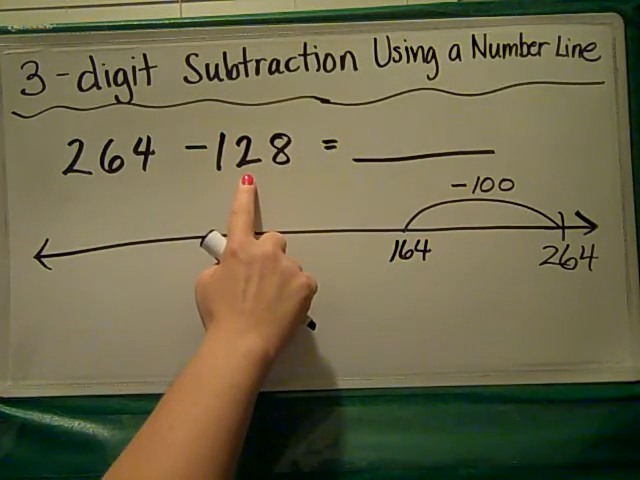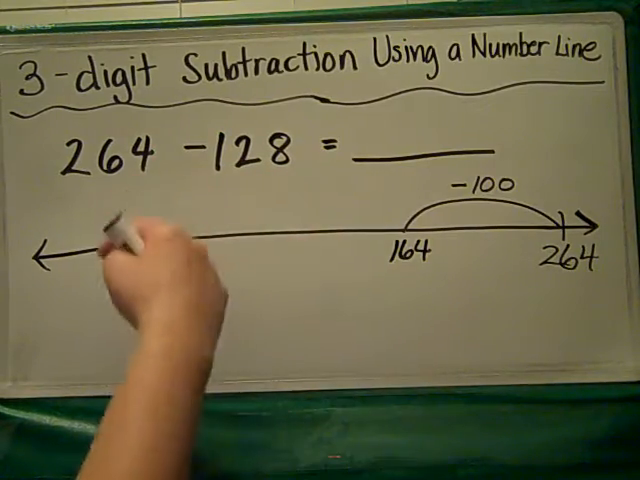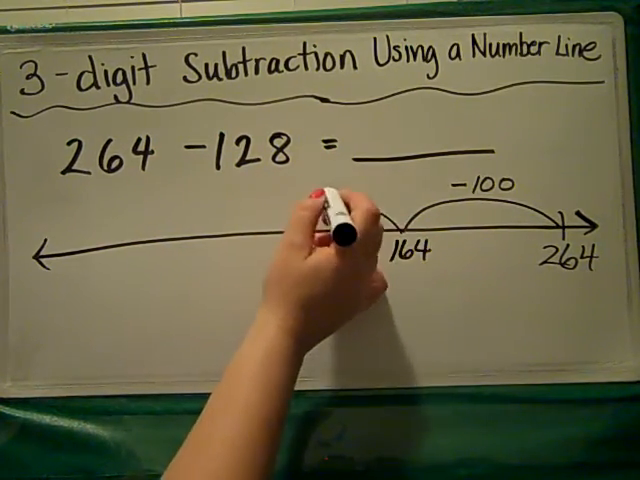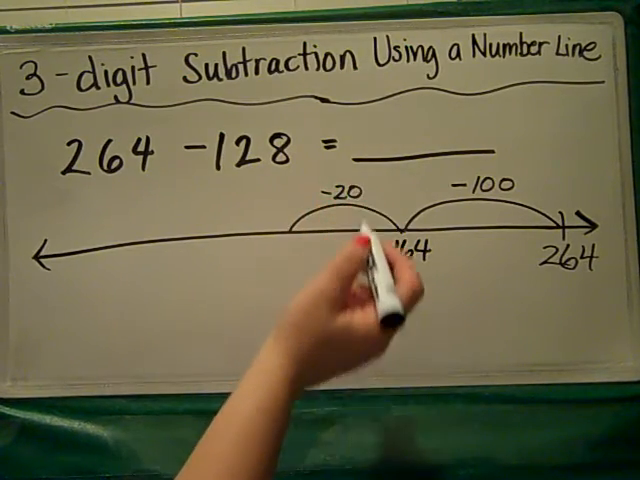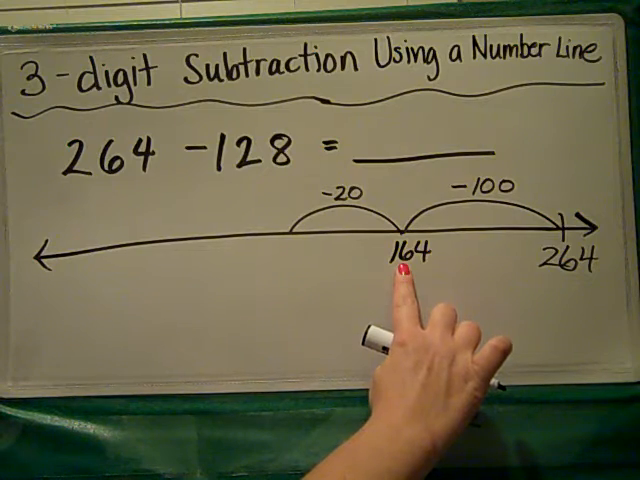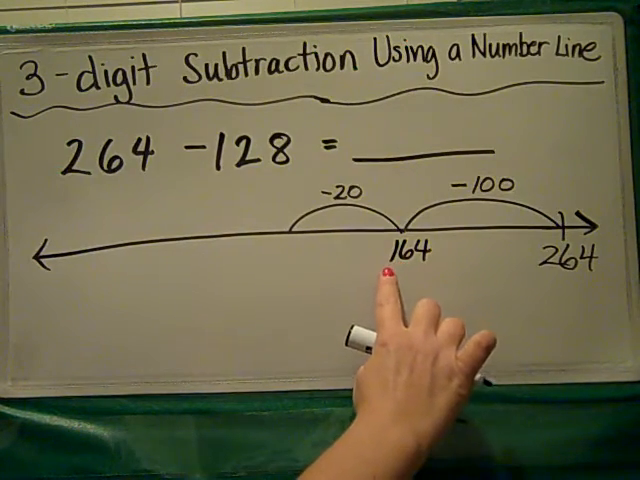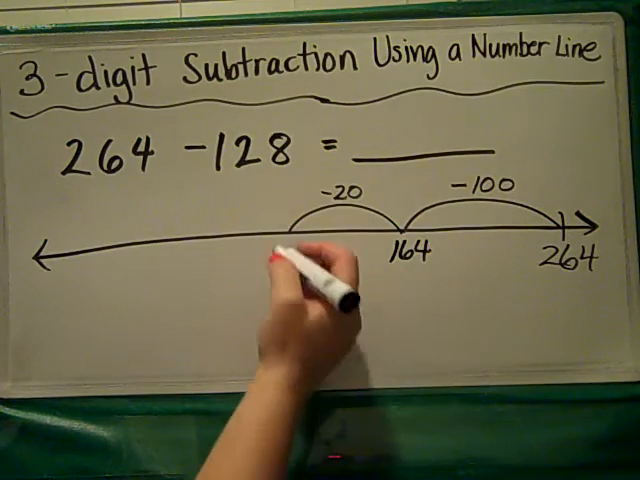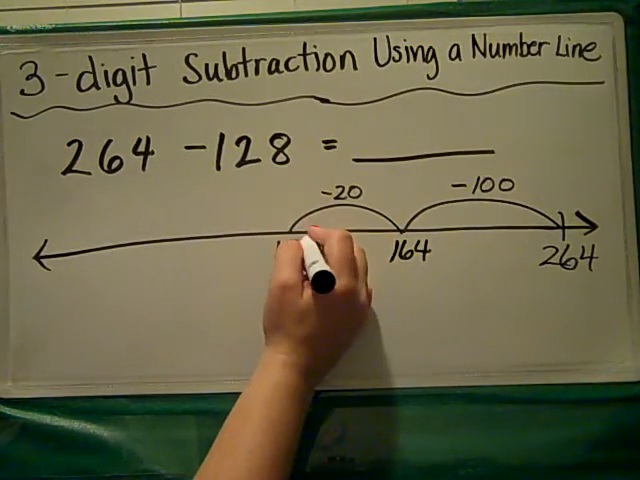Now I'm going to hop 20 spaces back. I'm going to write minus 20. If I take 20 away from 60, I get 40. So 164 minus 20 would be 144.